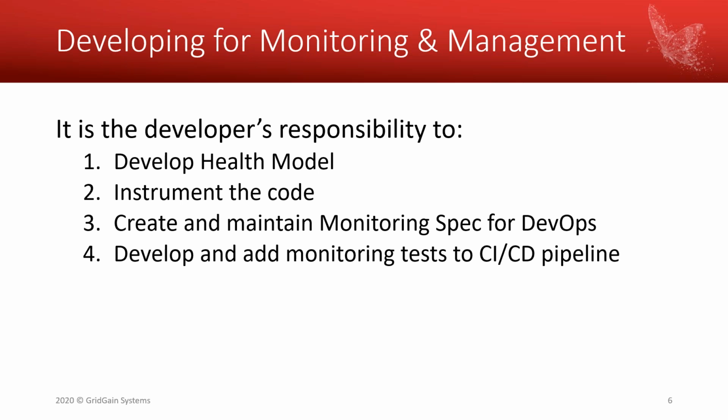So how do you do that? First, you develop a health model. We will discuss everything later in more detail. Second, you instrument your code. Then you communicate your health model using a special document, the monitoring specification. You use that to communicate your application health model to DevOps. And you make sure that this monitoring spec is a live document. You have to update it with every application upgrade and with every Apache Ignite upgrade. And it's better to make it part of your CI/CD pipeline.